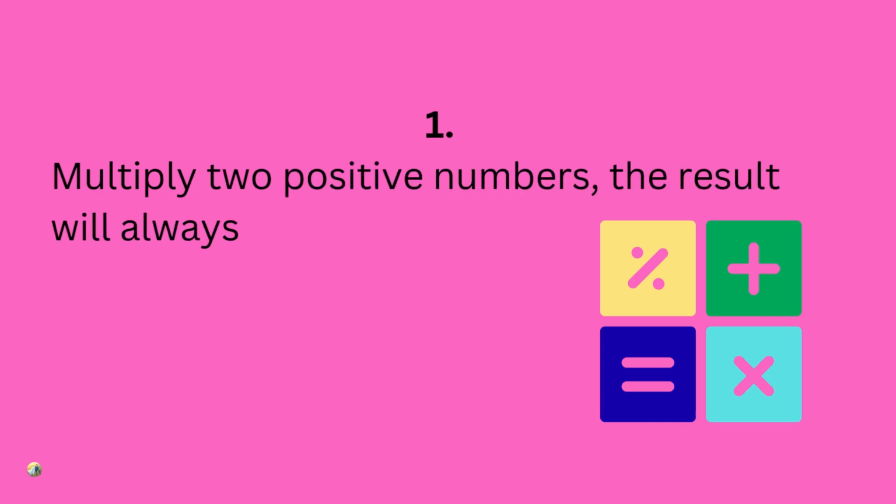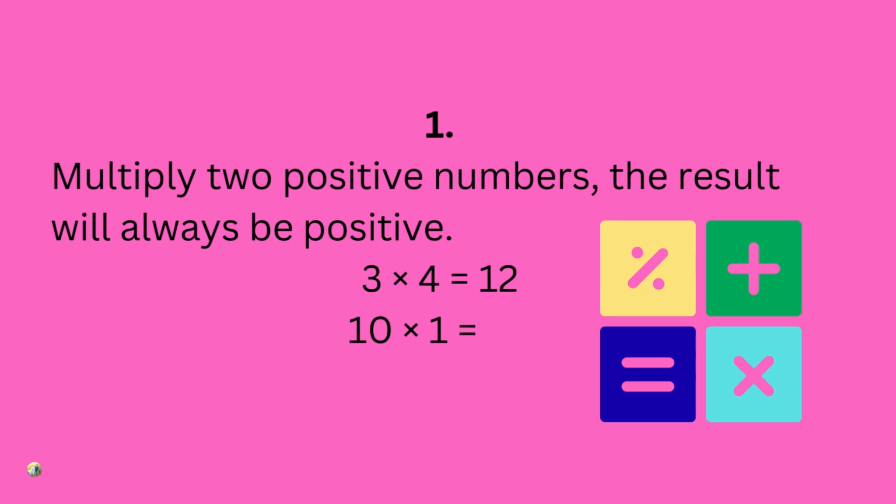First one, when we multiply two positive numbers, the result will always be positive. Here is an example. When we multiply 3 with 4, we get positive 12, and when we multiply 10 with 1, we get positive 10.